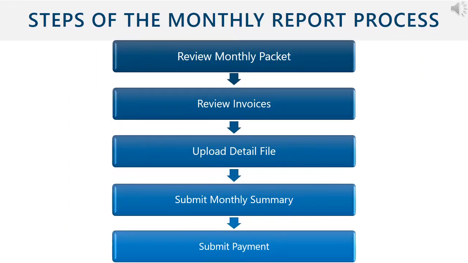Every month, the primary reporting official receives an email notification that the monthly report template and invoices are available. There are 5 steps the reporting official should follow every month to properly complete the monthly reporting process. Those steps are to review the monthly packet, review the invoices, upload the monthly report details, and submit the monthly summary and payment. Each of these steps corresponds with a module under the Report tab in ESS.